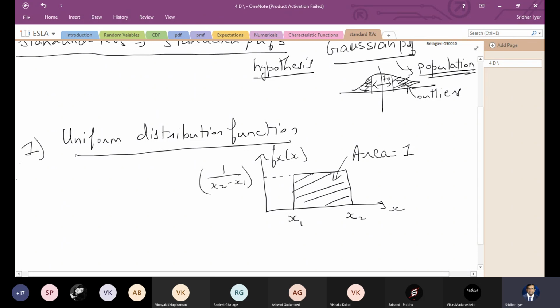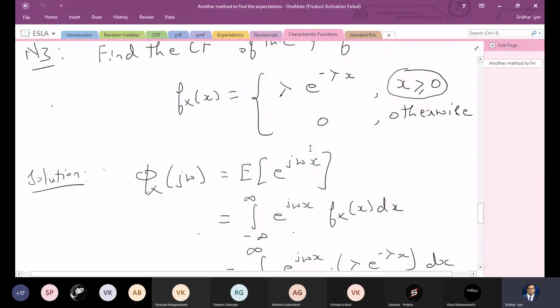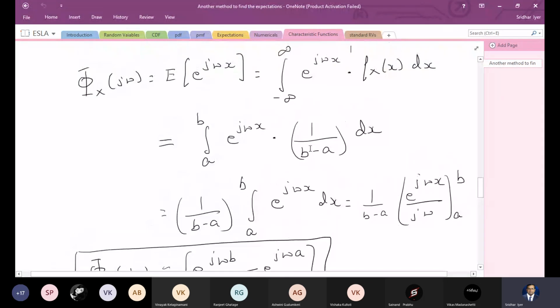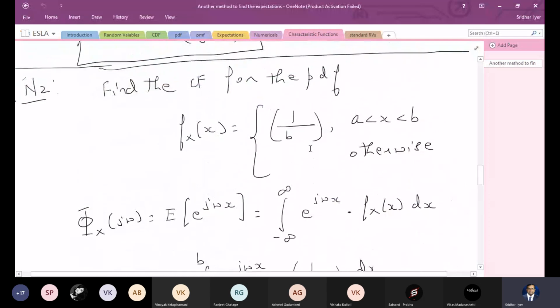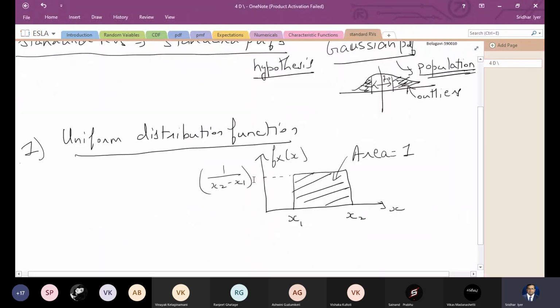You remember that in one of the problems in the characteristic function which we did, the PDF was 1 by b minus a. So if I take you back there, we had done one of the numericals. Let me scroll up and show you. This was one of the numericals which we had done. fx of x here was given to us as 1 by b minus a for x between a and b. We are doing x1 and x2 right now, so x1 is a and x2 is b. That's all. In effect, we have already done this PDF.